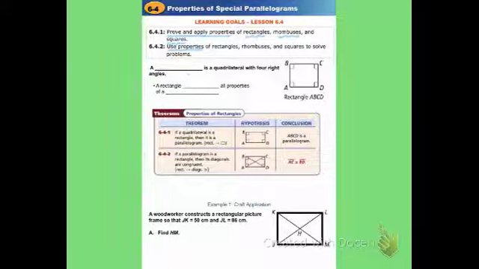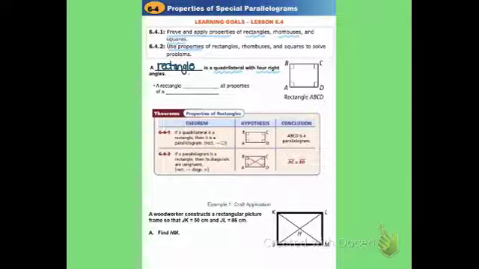Let's start off with the rectangle. A rectangle is defined to be a quadrilateral with 4 right angles. When we think about the definition of a rectangle, what automatically comes to mind is probably opposite sides that are equal. But the actual definition doesn't say anything about sides. It simply says 4 right angles. So it's a quadrilateral, meaning it has to have 4 sides, and it has to have 4 right angles. And that's the extent of the definition.